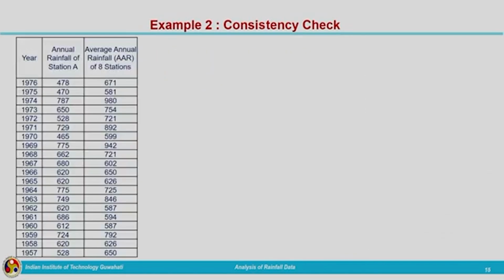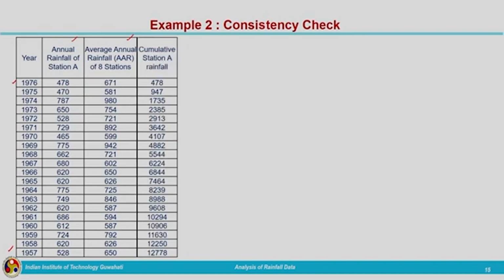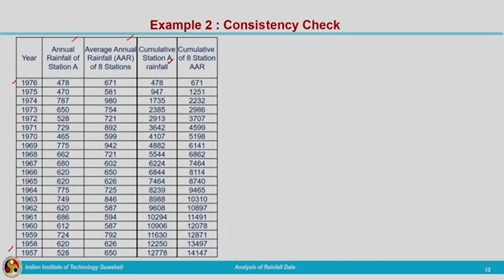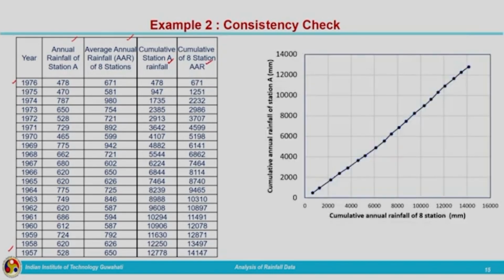What have we done first? We have arranged the data in reverse chronological order, the annual rainfall data of station A and also the average data from the 8 neighboring stations. After that, for the double mass curve, we plot the cumulative rainfall at station A versus the cumulative average rainfall from the neighboring stations. So, we need to calculate the cumulative rainfall for station A and for the 8 neighboring stations. Then we will plot the double mass curve.